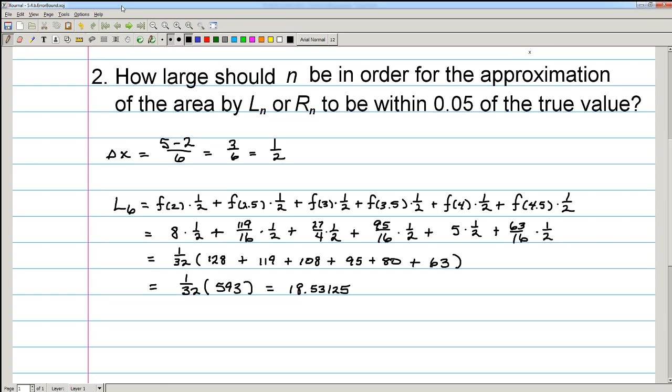f of 4 is 5, and f of 4.5 is 63/16. If we convert them all to 30 seconds and add them up, we get 593/30 seconds, or 18.53125.